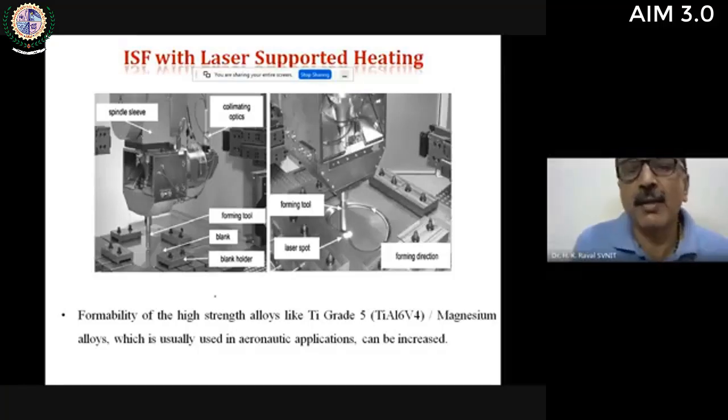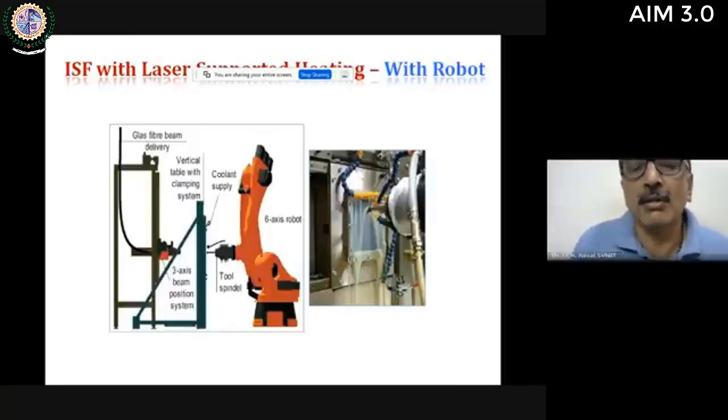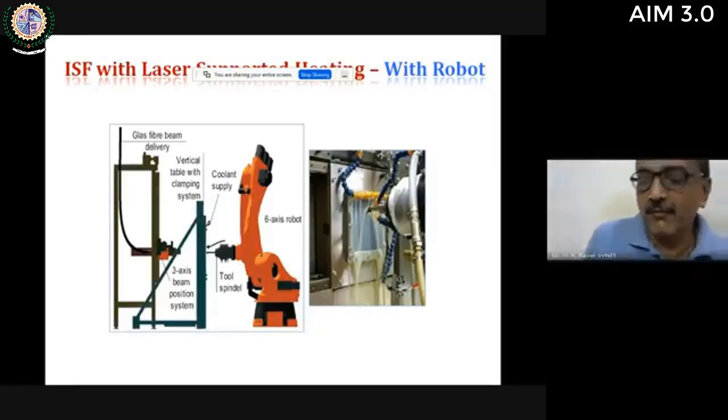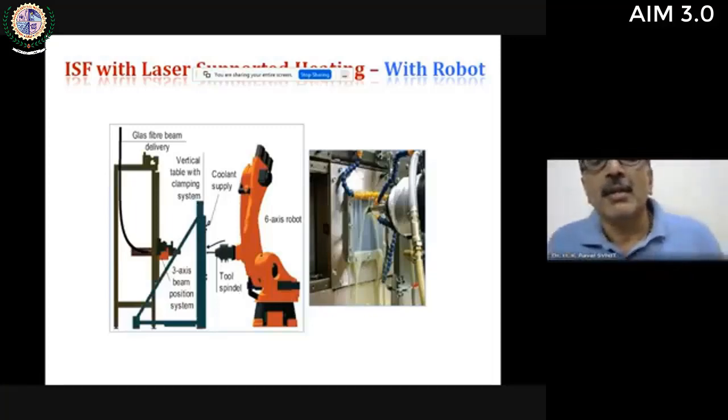Similar heating based forming is also done using a robot system. You can see here from the back side there is a heating system, and then you can have deformations from the front by using a 6-axis robot or maybe a multiple freedom robot, and thereby you can generate the required shape of the particular object. So these are the different cases of incremental forming.